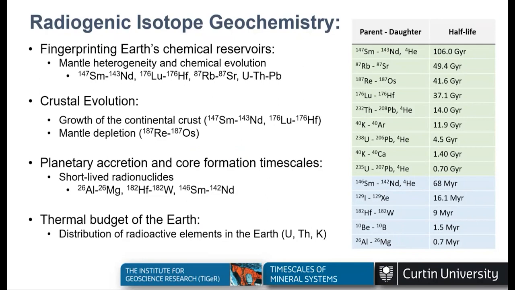You can also use some of the shorter-lived systems for looking at things that happened really early on in the history of the solar system and early in Earth's history, so what timescales the core formed over. I won't really touch on those, but I'll put in a little bit on early Earth history from that perspective. And then some other more interesting applications are perhaps more towards geophysics, like how can we evaluate the thermal budget of the Earth using what we can gather about the distribution of radioactive elements from isotopes.